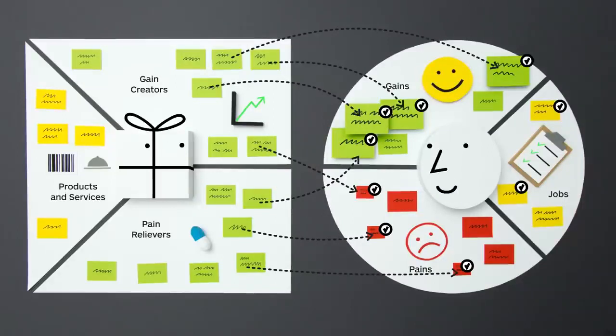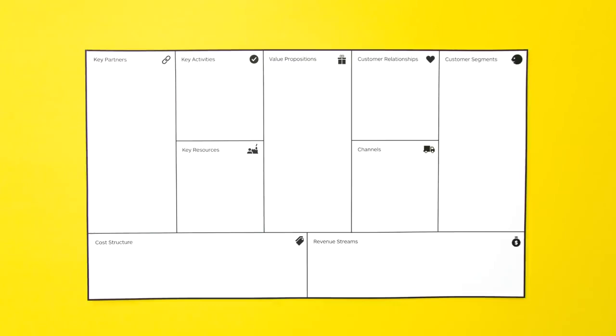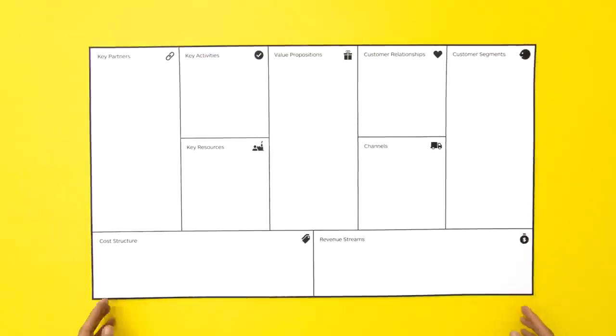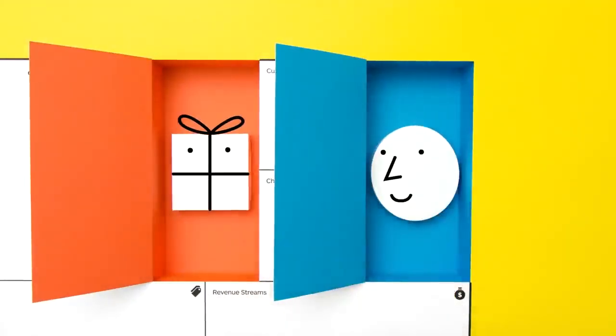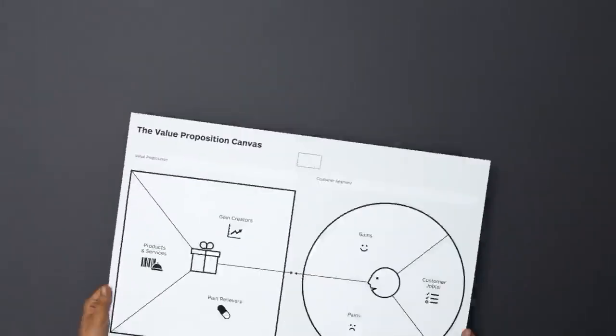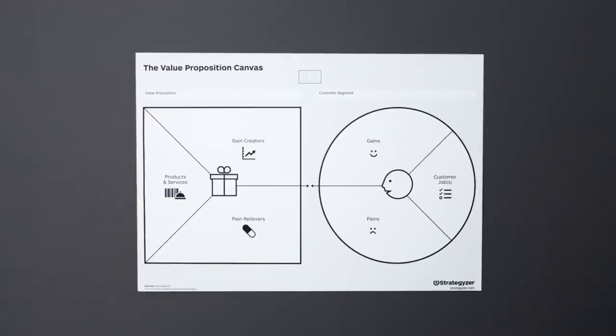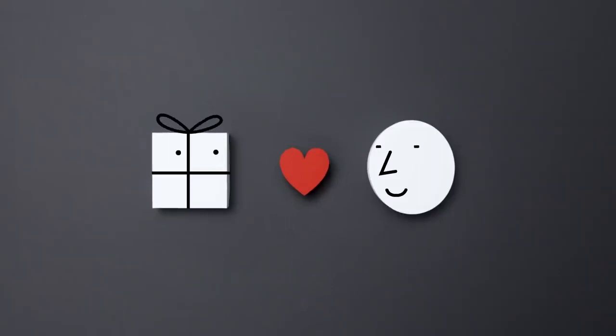But don't forget, an outstanding value proposition can still fail if your business model is flawed. Successful companies embed outstanding value propositions in scalable and profitable business models. Use the Value Proposition Canvas to create products and services that customers want.